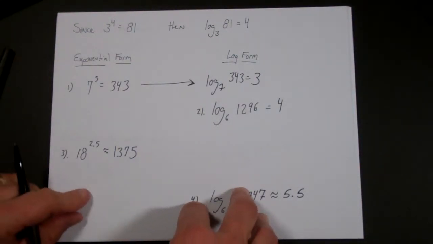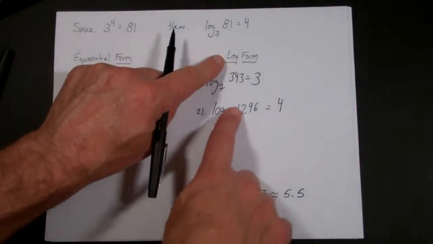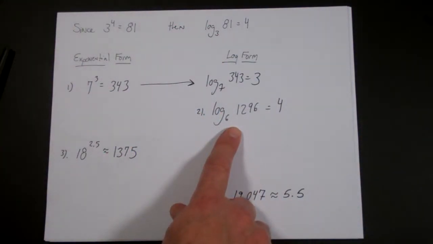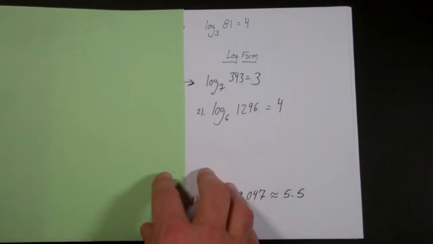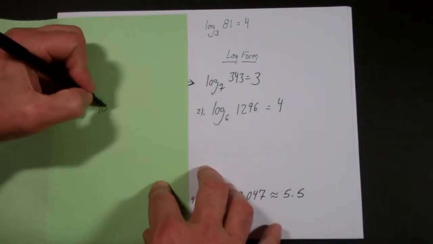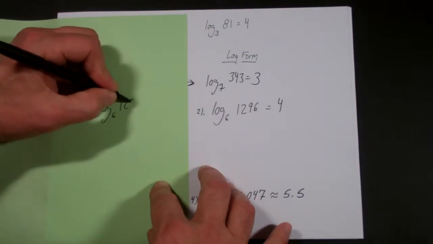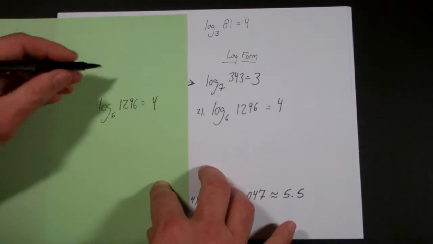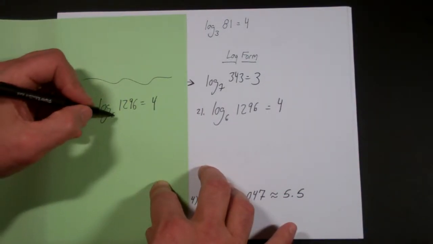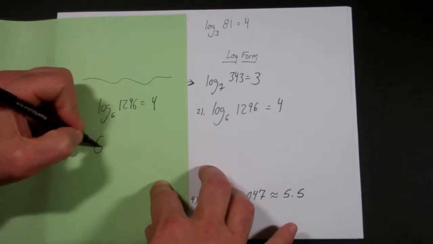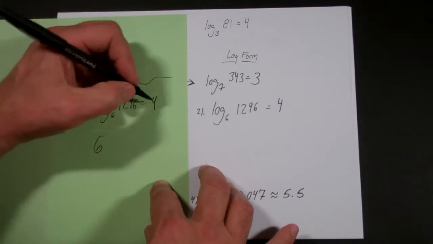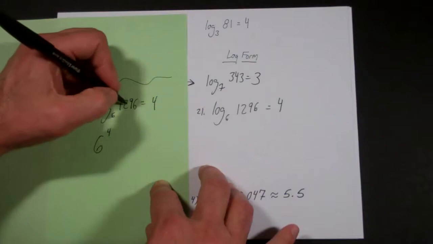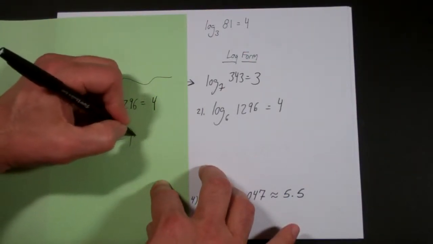The second example you might be asked to do is you might be given the problem in log form, and it'll say write it in exponential form. And here you just go backwards. Here we have log base 6 of 1296 is equal to 4. You might be able to do it without your example. The base of the log becomes the base of the exponent. The result of the log becomes the power, and the argument of the log becomes the result.